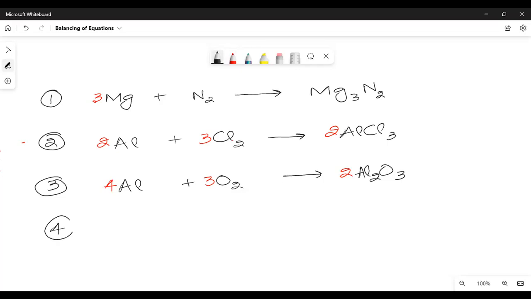Okay. So C2H6, ethane, a fuel, can react with excess of oxygen and it can produce for us some carbon dioxide and some water. Okay. How would you balance this equation?